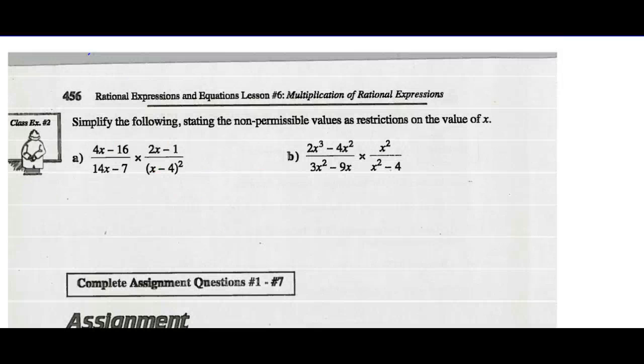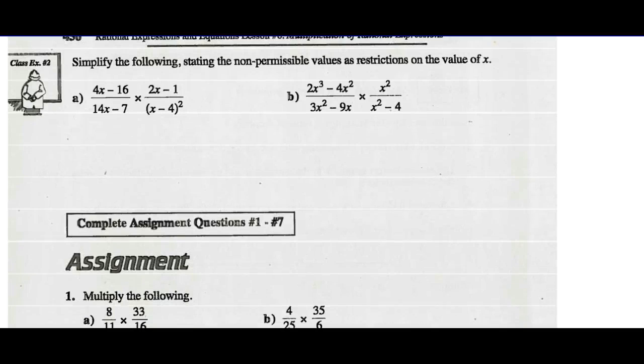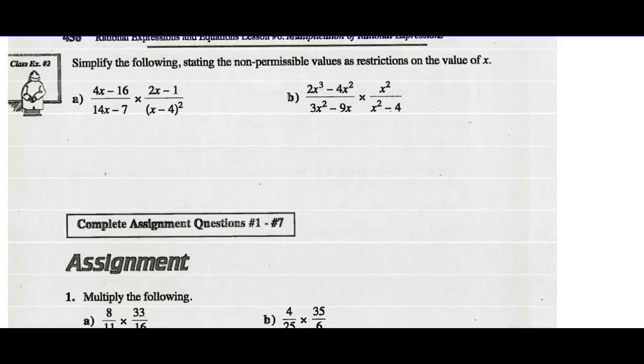There we go. So simplify the following. Let's factor any numerators and denominators that we can. And because it's multiplication, I can write these as one big multiplication statement in my numerator.